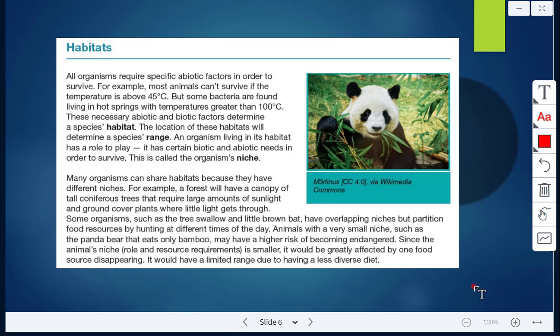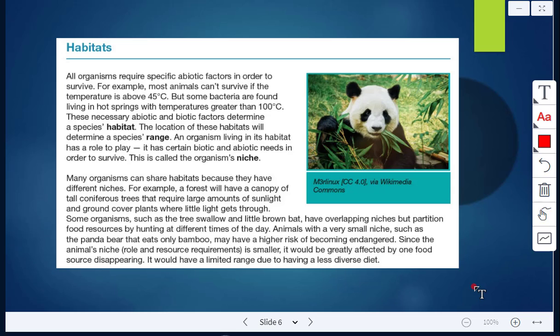All right, next we're going to talk about habitats. All organisms require specific abiotic factors in order to survive. For example, most animals have a range where they can survive, and they generally can't survive if the temperature is above 45 degrees Celsius. Some bacteria are found living in hot springs at temperatures greater than 100 degrees Celsius, as well as that snail that we talked about, which can live in hot springs. So these necessary abiotic and biotic factors determine a species' habitat.